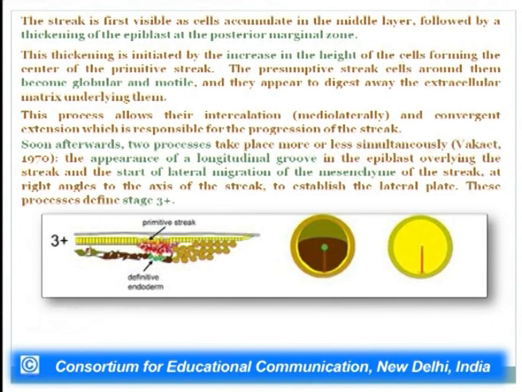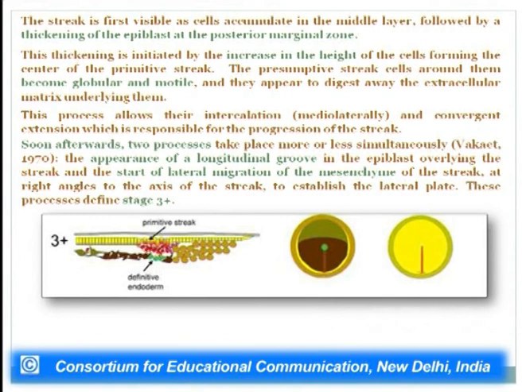In the development of avian embryos, different stages are numbered initially by Roman numerals, and then by 2, 3, 3+, and there are different classifications or nomenclatures for these stages. We are following the numbering which is shown here. So, these processes define stage 3+.